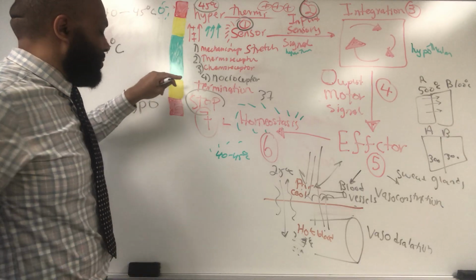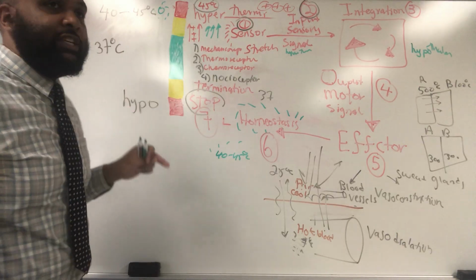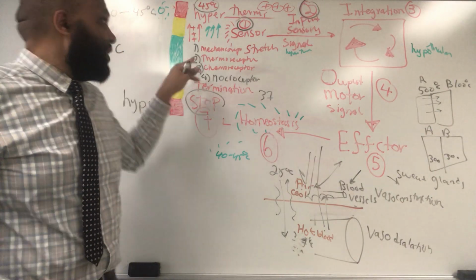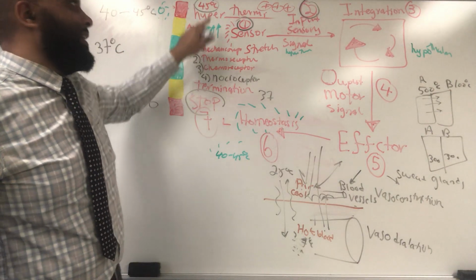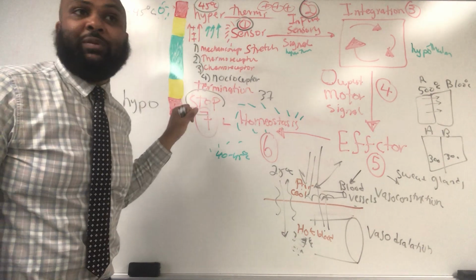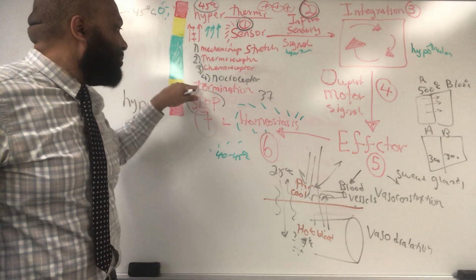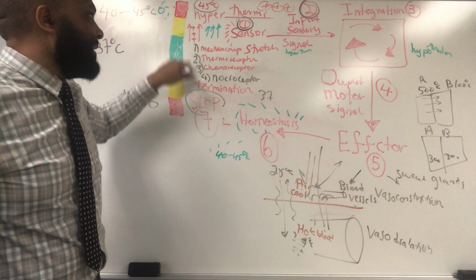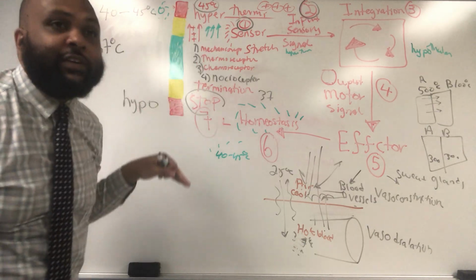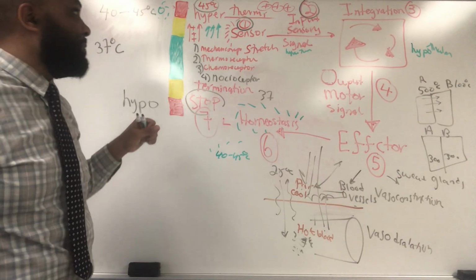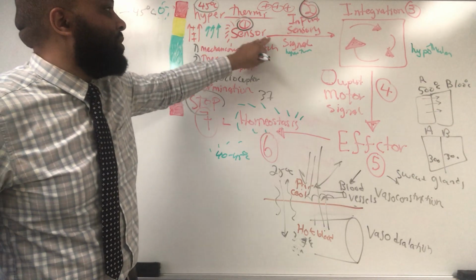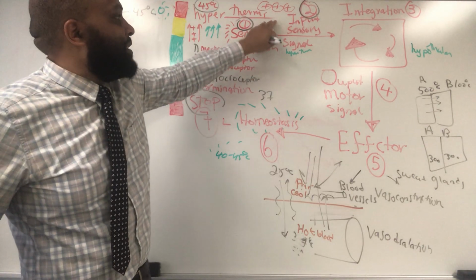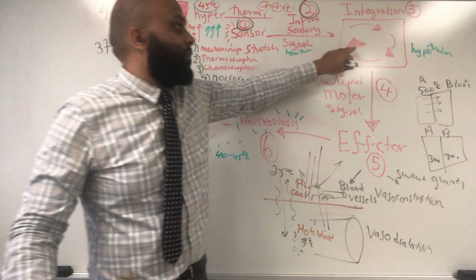Who's going to detect the change in the temperature? The thermoreceptors. When we have hypothermia, they're going to detect a decrease in temperature. Then the decrease in temperature is going to be sent as an input sensory signal, and the input sensory signal will tell the integration center.